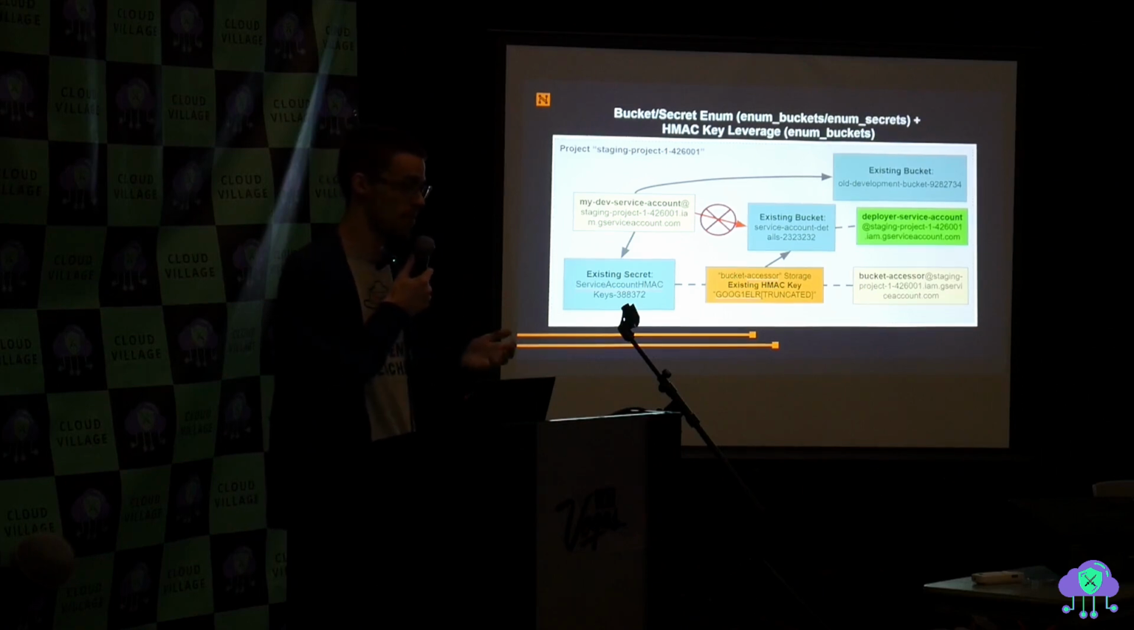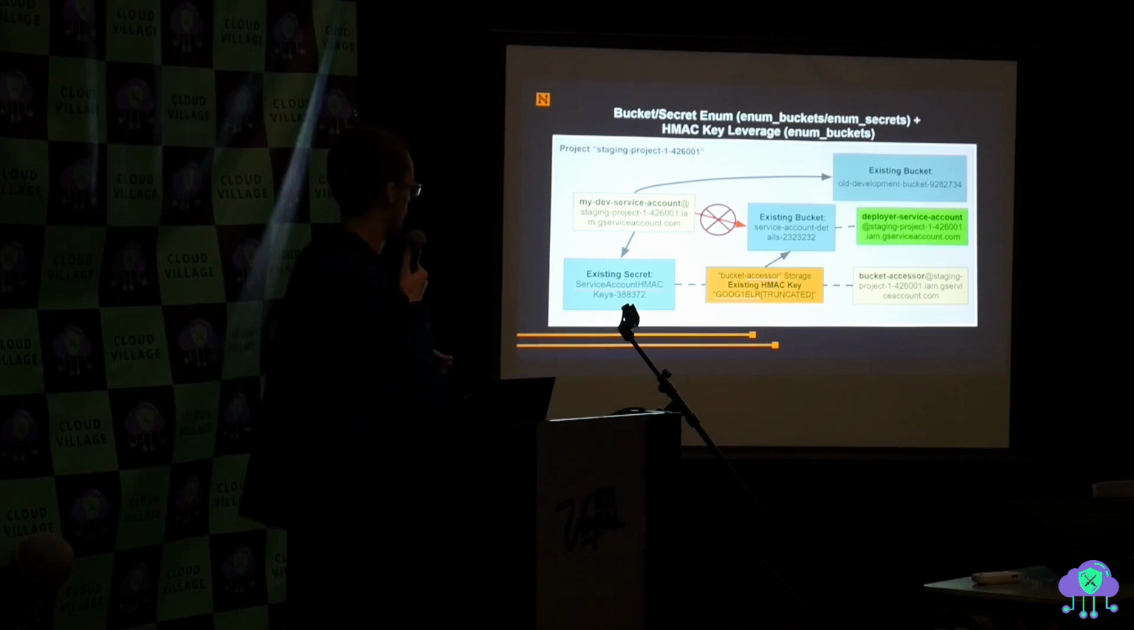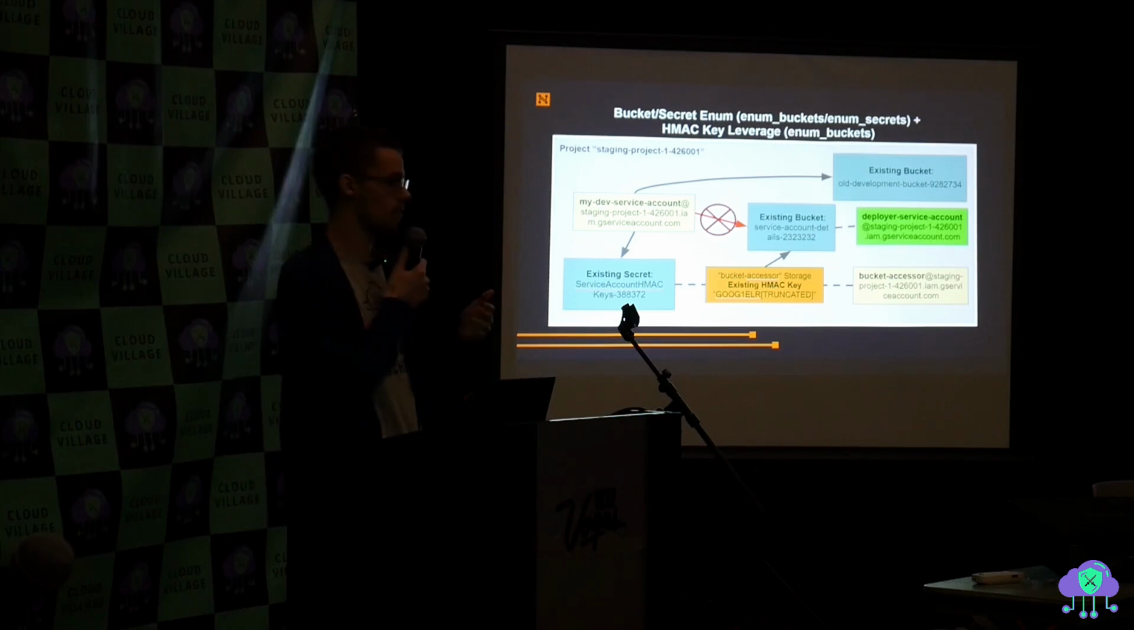If you're not familiar with HMAC keys, they're a feature in GCP for storage accounts that allow you to list and download data using SigV4. So very similar to AWS, if you're familiar with that, SigV4. And that is supported in the tool, as we'll see, and you basically run enum buckets with those keys, and it will enumerate and download everything for you, and that'll give us the final service account.